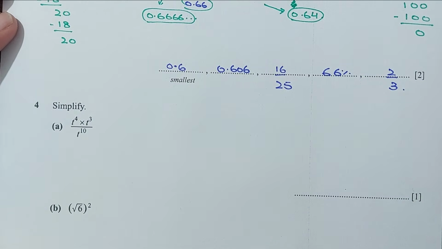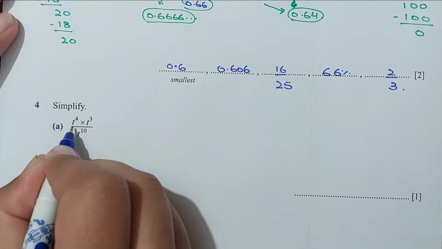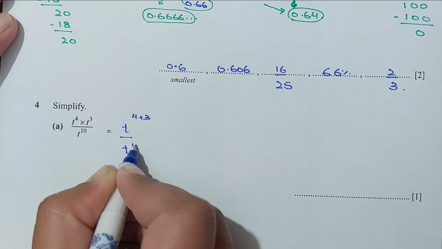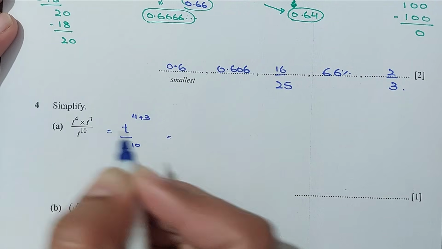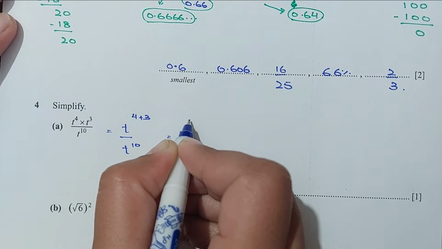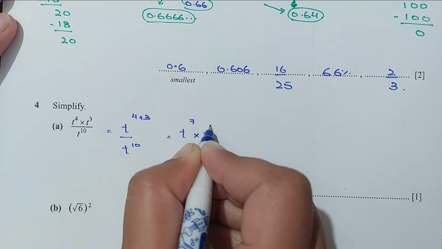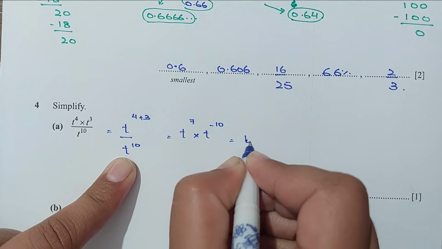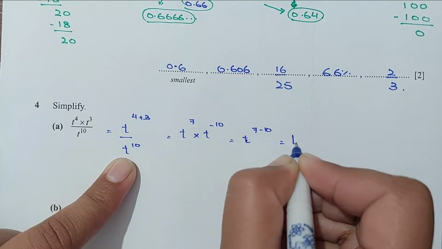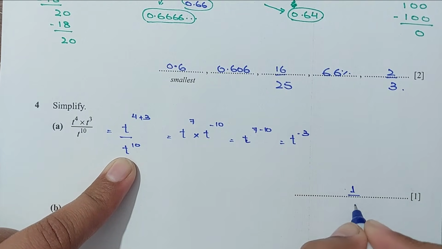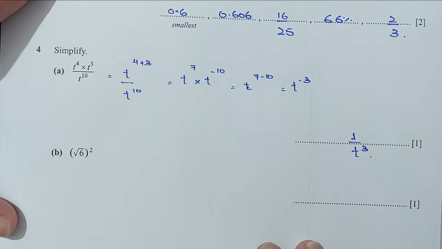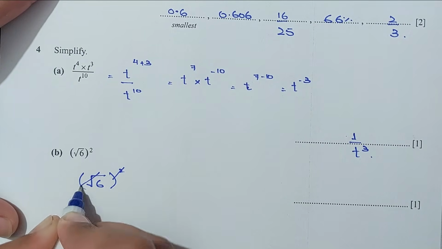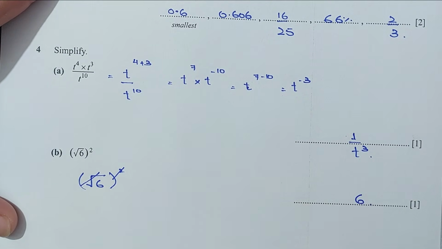Question number 4, we have to simplify. Part a: when the bases are the same, in a product we add the powers. t to the power 4 plus 3 over t to the power 10. So t to the power 4 plus 3, that is 7, multiplied by t to the power negative 10, shifting the denominator to the numerator by reciprocating the power. So t to the power 7 minus 10, so t to the power negative 3, or we can say 1 over t cubed. The next one is the square root of 6 and its whole square. The square and the square root cancel out, and we are left with 6.